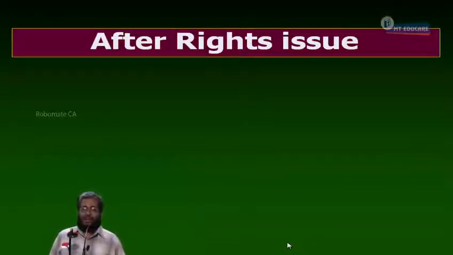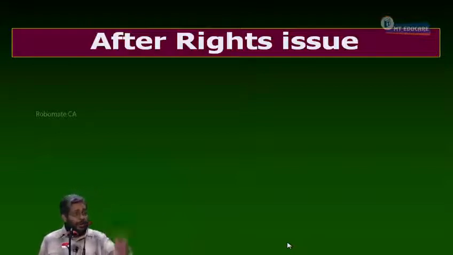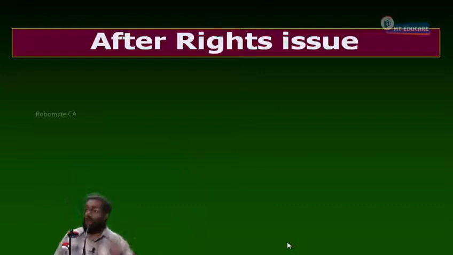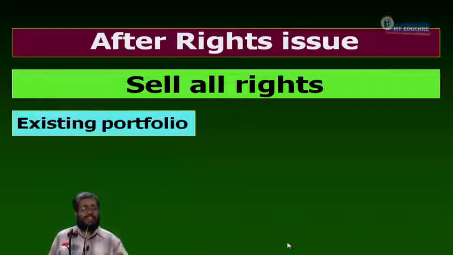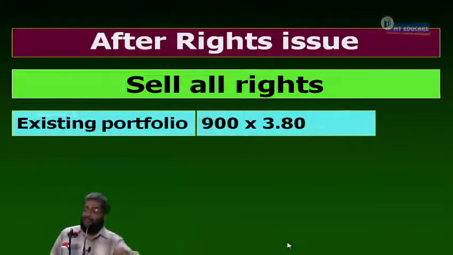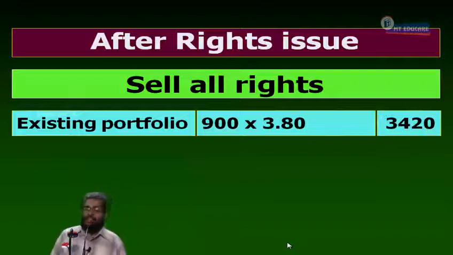After the rights issue, what happens? You're holding how many shares? 900 shares. Are you holding 900 shares worth 4 rupees or worth 3.8? 3.8. Once the rights issue is over, the share price crashes down to 3.8. In that case, the existing portfolio, the current share value, is 900 shares into 3.8. What's the wealth? 3,420.